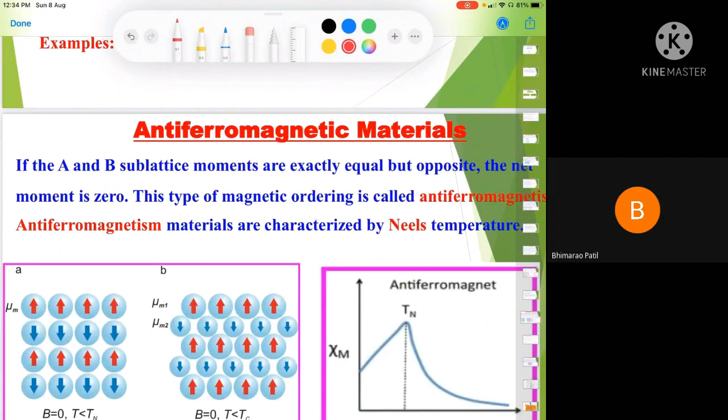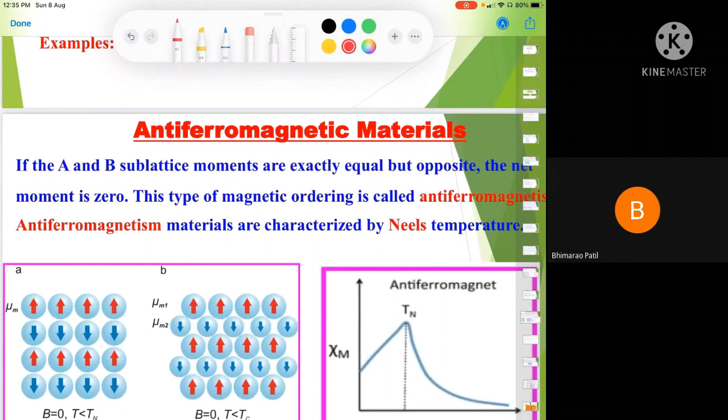But if you place such a material in an applied magnetic field, then what happens? Some of the lattices' magnetic moments are aligned with the applied magnetic field, which shows that some magnetism is induced in that material. This type of magnetic ordering is called antiferromagnetism.